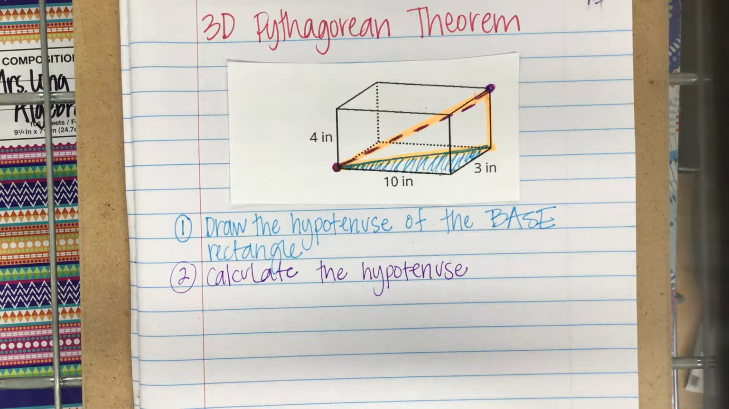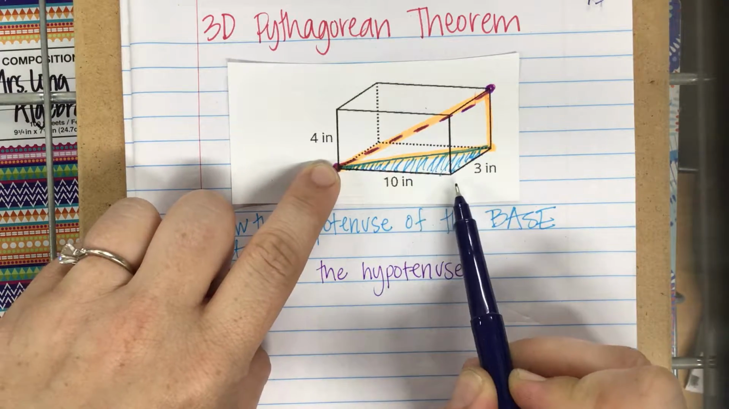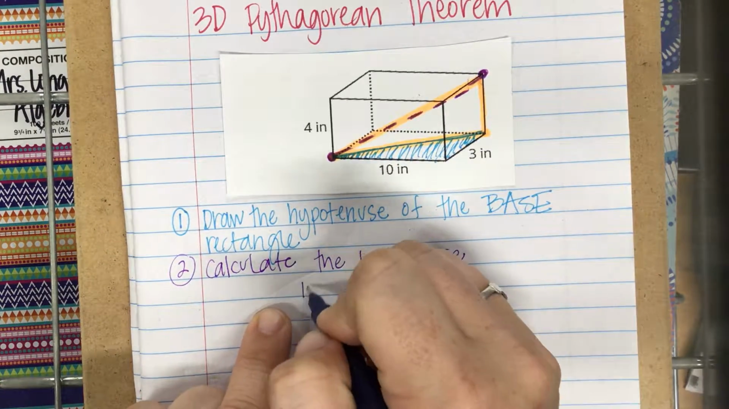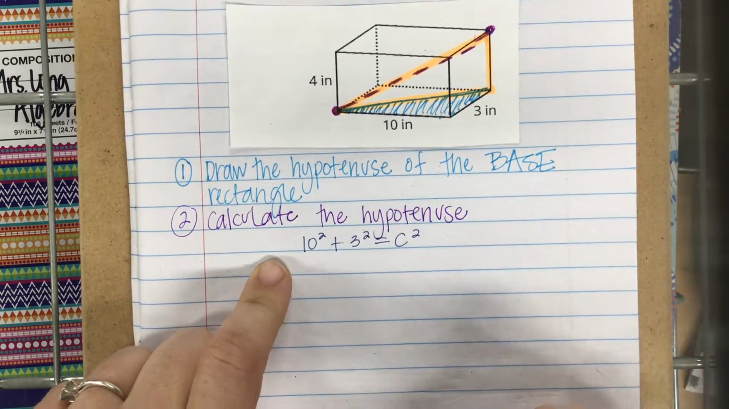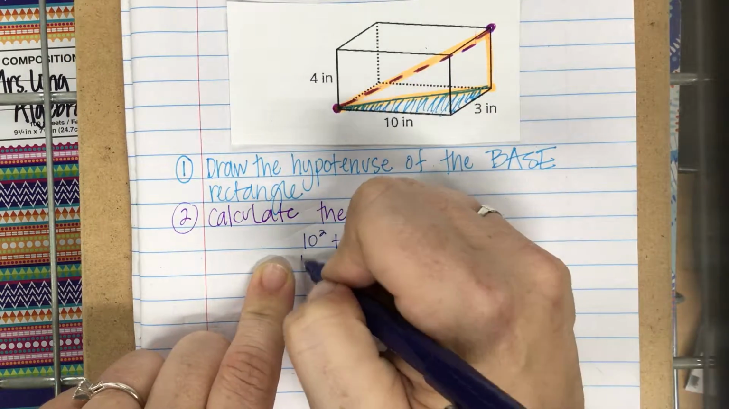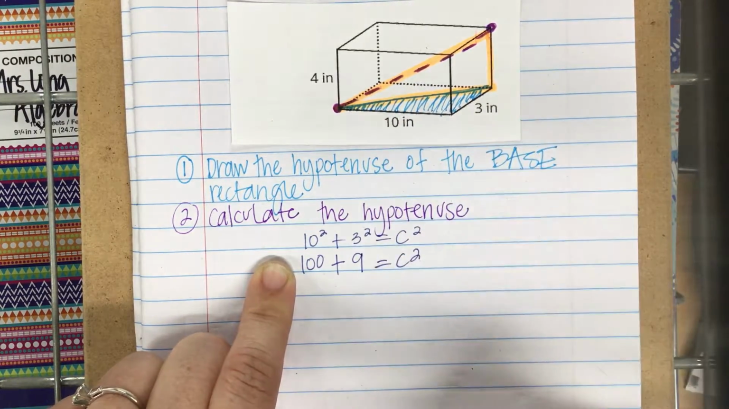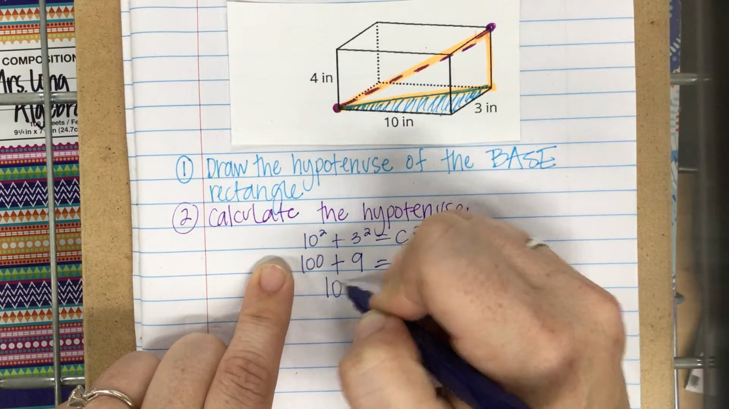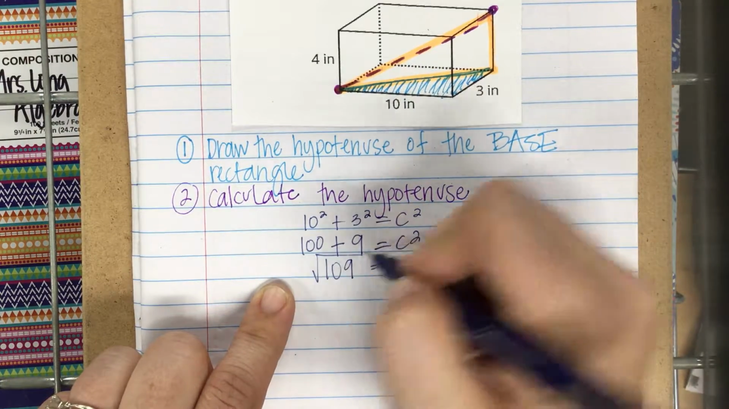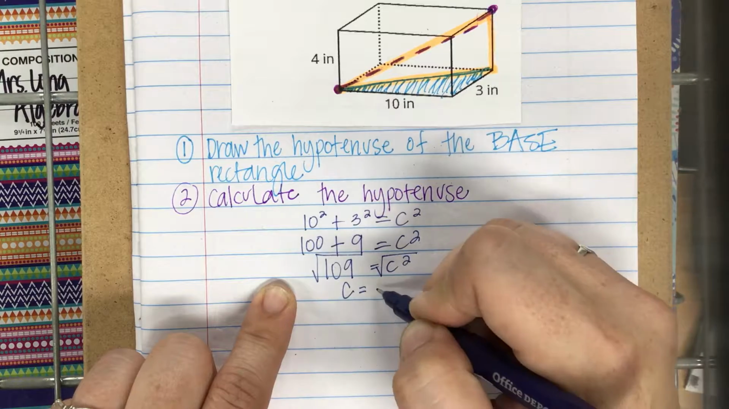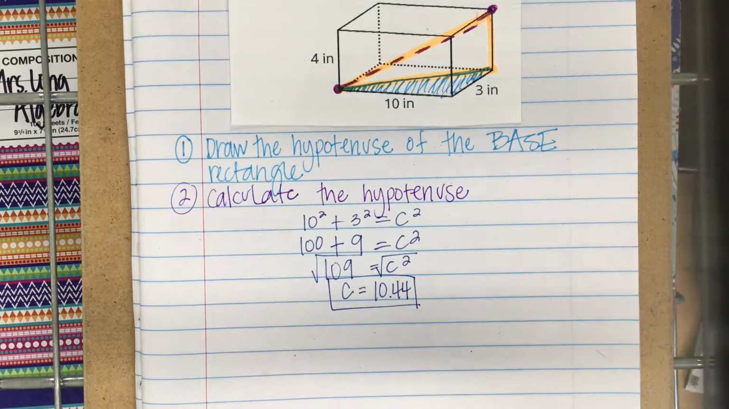And now I know that I can figure out that hypotenuse length because my leg is 10 and my other leg is 3. So if I do 10 squared plus 3 squared equals c squared, do you agree? And that's 100 plus 9 equals c squared. And that's 109 equals c squared. Is 109 my answer? No. I have to do the square root. So my hypotenuse is 10.44. Yeah? Does that sound familiar?